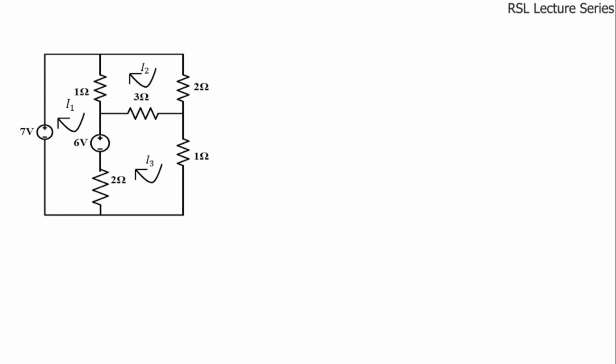Next we'll write the mesh 3 equation. In mesh 3 we have a 6 volt source, 2 ohms resistor, 3 ohms resistor and 1 ohm resistor. Again this I3 is flowing in the clockwise direction. Now we have to write down the voltage rise and voltage drop. Here we have one 6 volt source. If we see, the direction of this I3 is flowing from negative to positive, so it is considered as voltage rise.